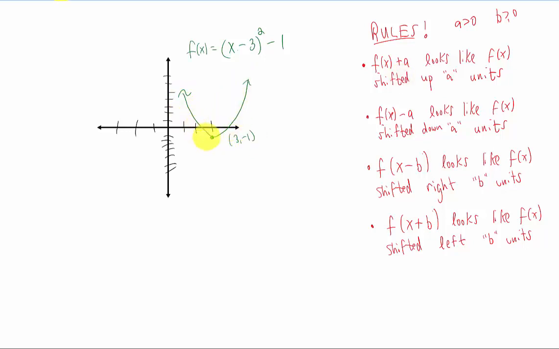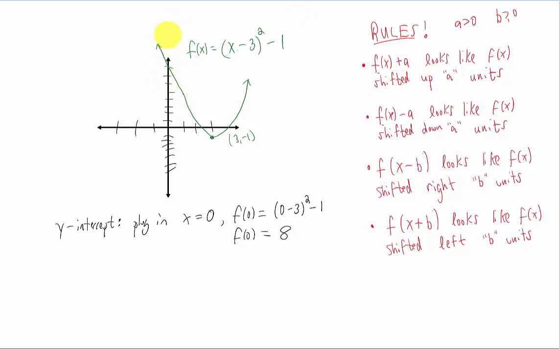Now, as I'm sketching this parabola, I'm wondering if I can draw it a little bit more accurately. By that I mean, could I find the y-intercept of this graph where it crosses the y-axis? And maybe could I find the x-intercepts as well? As we discussed in the previous video, we can find a y-intercept by plugging in x equals 0. That gives us f of 0 is (0 minus 3) quantity squared, minus 1. Negative 3 squared is 9, minus 1 is 8. So if we want to get a little bit more accurate with this picture, our parabola is going to cross the y-axis at the point (0, 8).